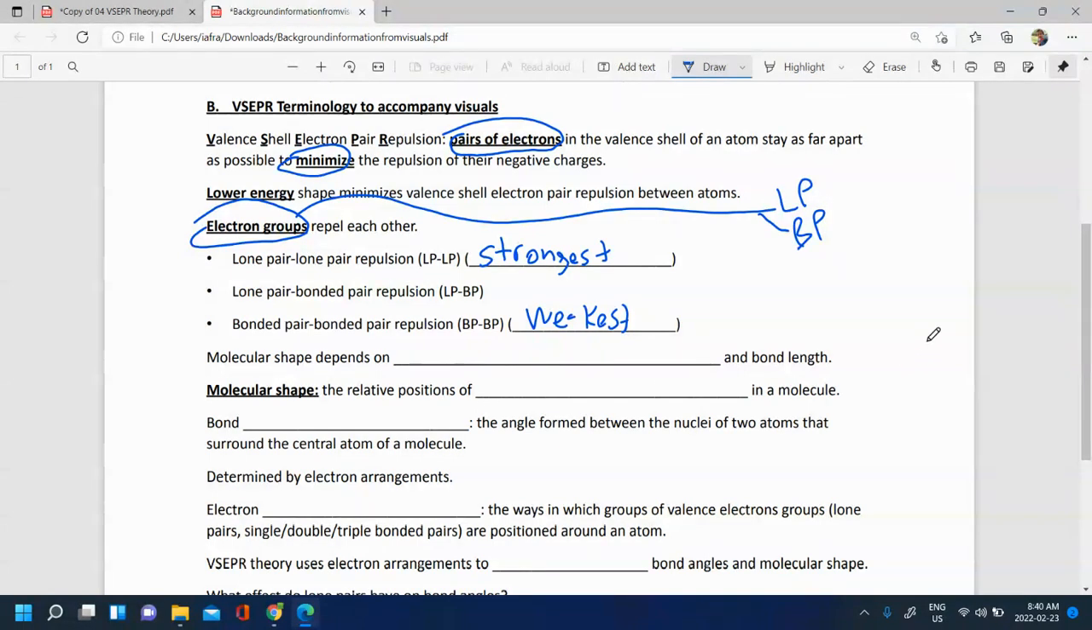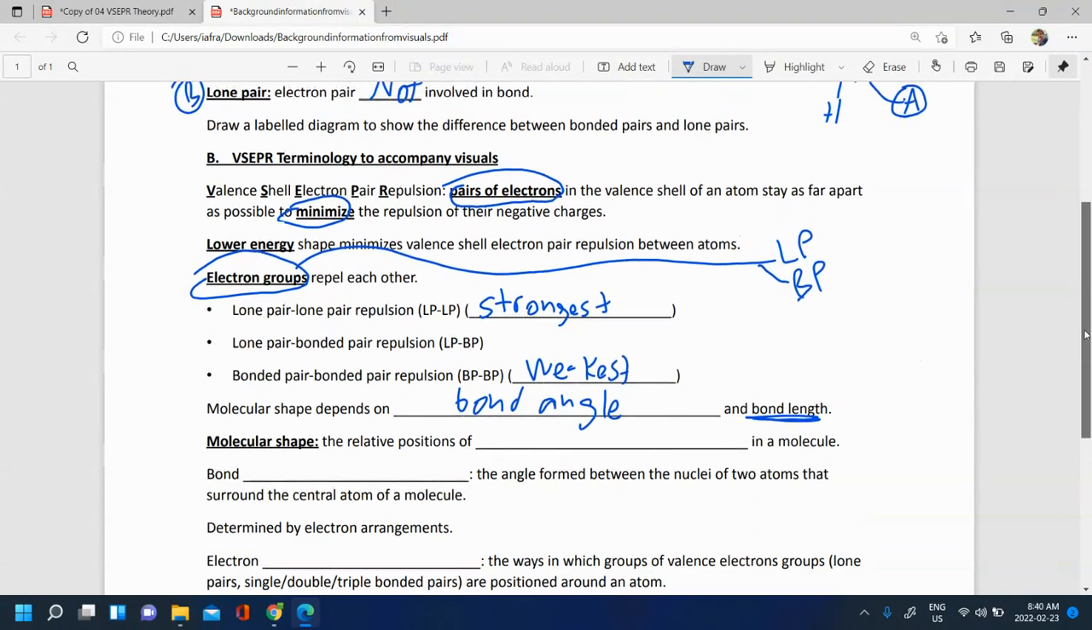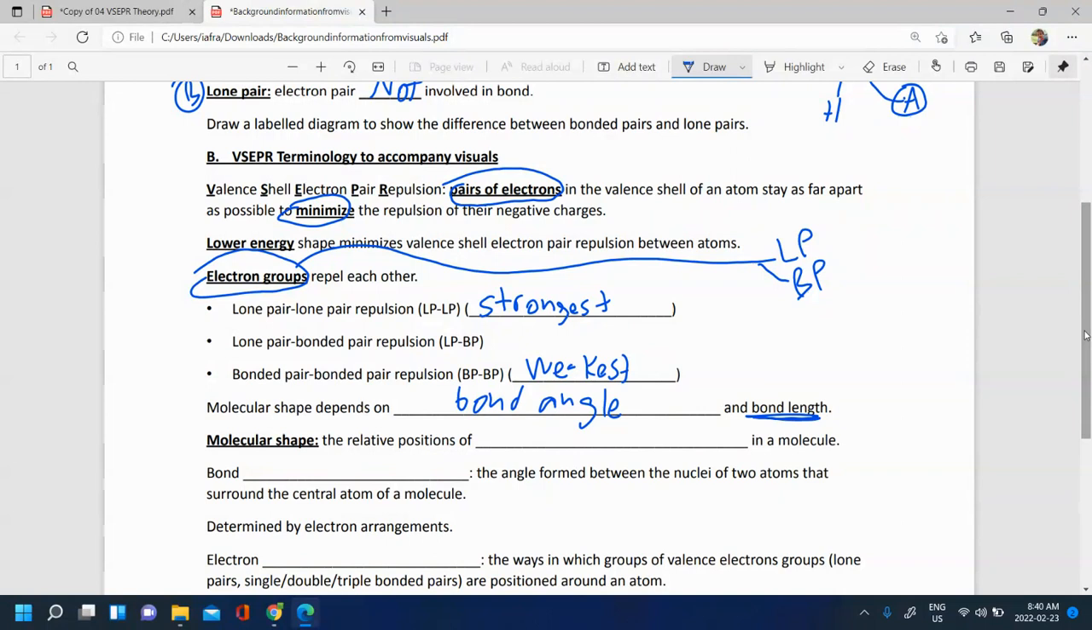So when we look at the molecular shape overall, that's going to depend on a couple things: the length of your bond, but also the bond angle. And so you can have angles between the atoms in a molecule around the central atom. So that's going to determine the overall molecular shape. And the molecular shape is really the relative position of atoms in a molecule around a central atom generally. And so you can have a bond angle, which, like I said, is the angle formed between the nuclei of two atoms that surround the central atom.